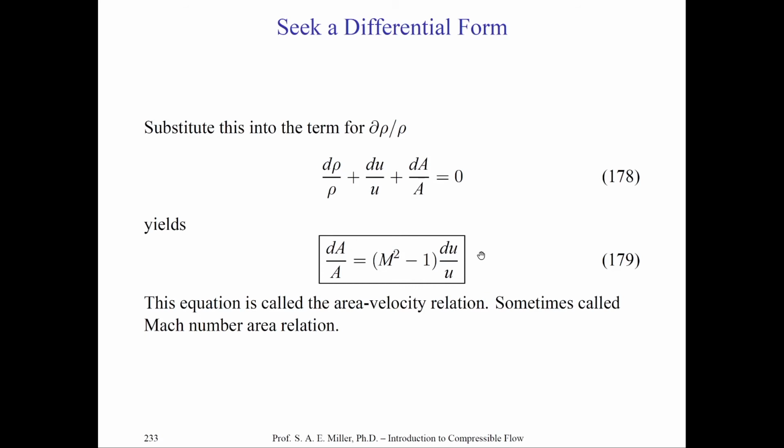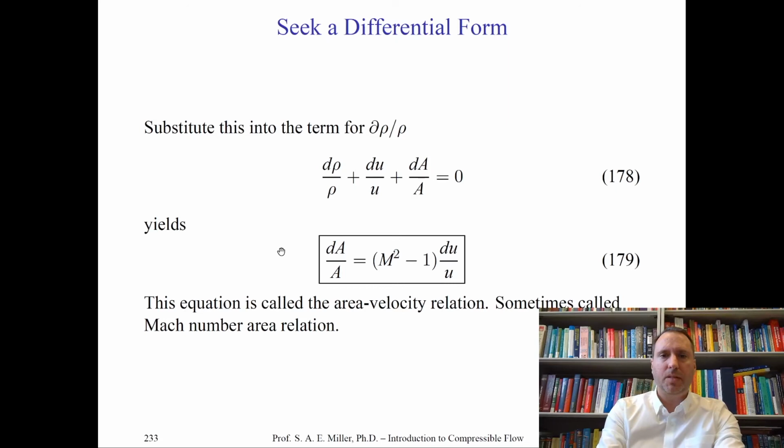Let's look at this equation carefully and interpret it physically. You'll see that we have a small change in A over A is equal to M squared minus 1 of du over u. Now M is only zero or positive, right? So this varies from zero to one to maybe 30 or 40 in practice until it becomes useless. So it's really bounded from zero to infinity. Now, the right-hand side of this equation changes in sign.